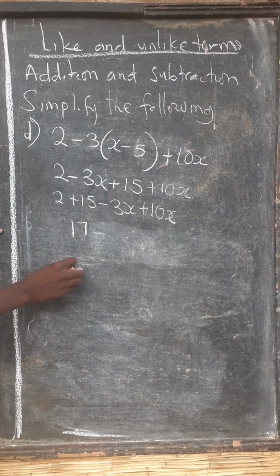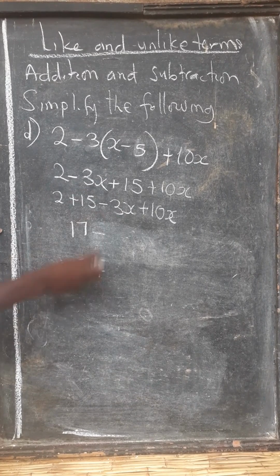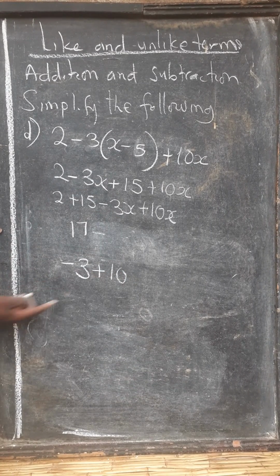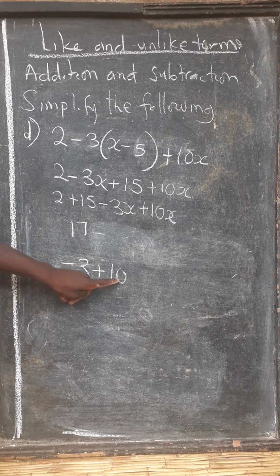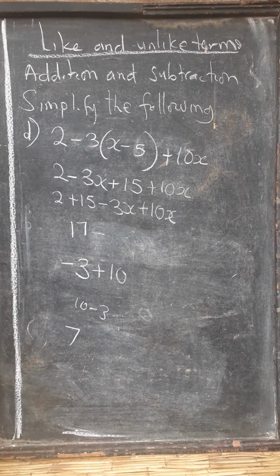What is the coefficient here? The coefficient is negative 3. What is the coefficient on the other side? It's 10. According to the basics of integers, these are two different signs. What does the rule of integers say? When we've got different signs, we subtract the numerically smaller number from the bigger one, like 10 minus 3. What do we get? 7.